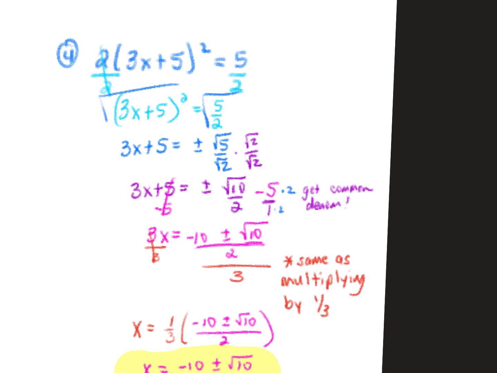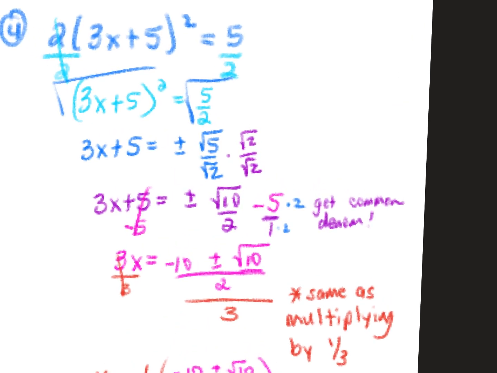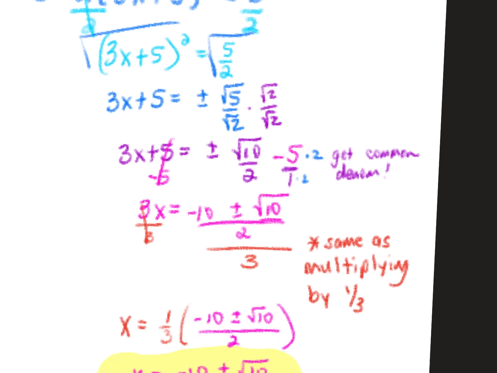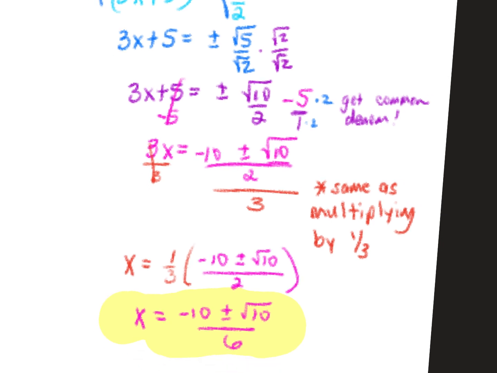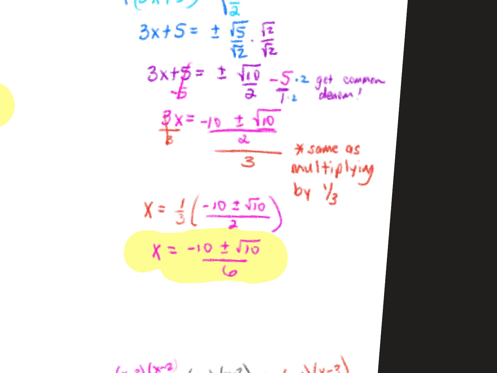Guys, remember, when you have a radical in the denominator, you have to rationalize. So we cannot forget that. Number 4, you had to rationalize the denominator. Then when you added your fractions or subtracted your fractions, you have to get a common denominator. And then at this step, when we were dividing both sides by 3, remember dividing by 3 is the same as multiplying by 1/3. So that's what they did to get the answer of -10 plus minus root 10 over 6.